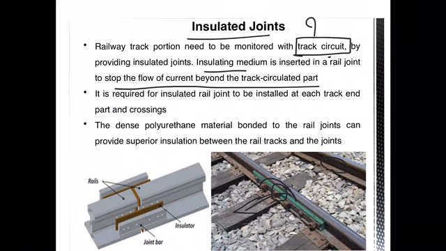So these are some of the joints that need to be provided to connect two different rail sections. With this, I'll conclude this session. Thank you.